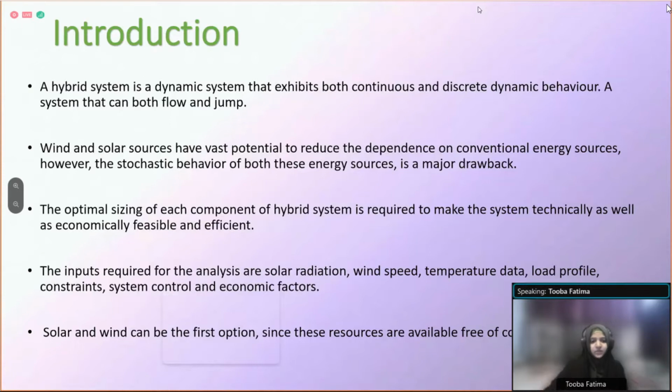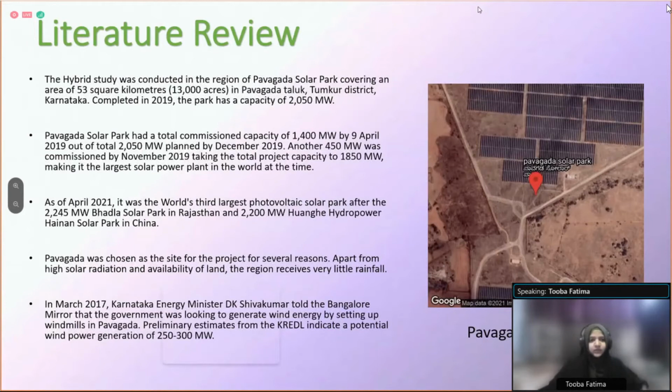Solar and wind can be the first option since these resources are available free of cost. Moving to the site that we selected, the site was Pavagada Solar Park, which is in Karnataka. Pavagada Solar Park covers an area of 53 square kilometers in Pavagada Taluk, Tumkur district, Karnataka.